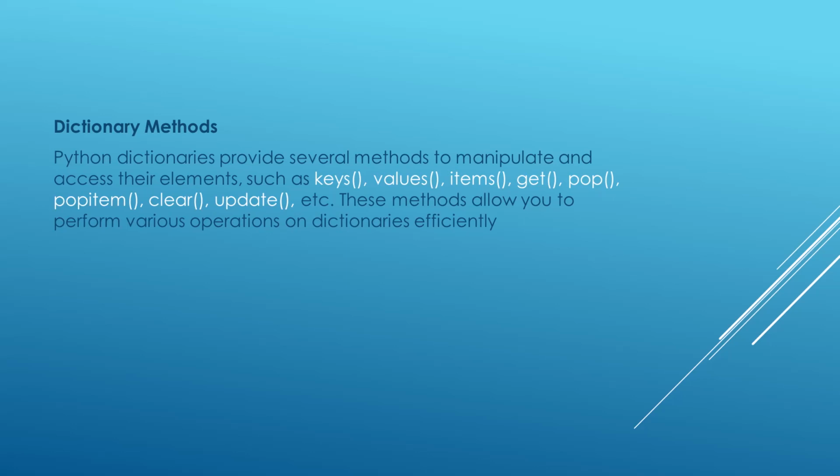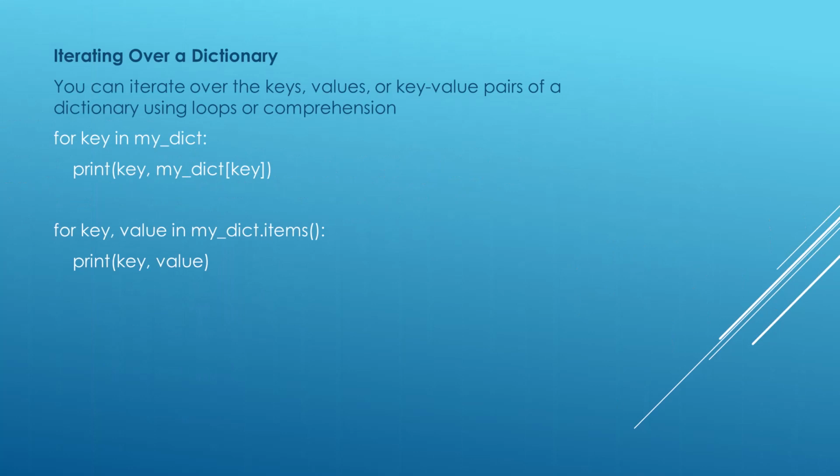Dictionaries provide fast lookup because they use a hash table implementation. However, the items in a dictionary are not stored in any particular order, so the order of items may vary when iterating over the dictionary.